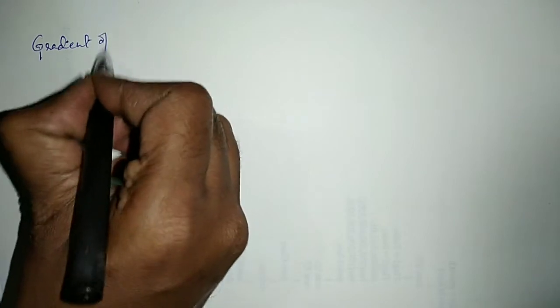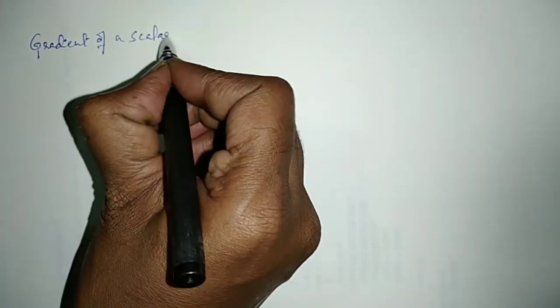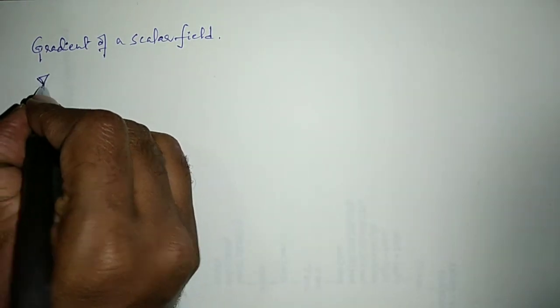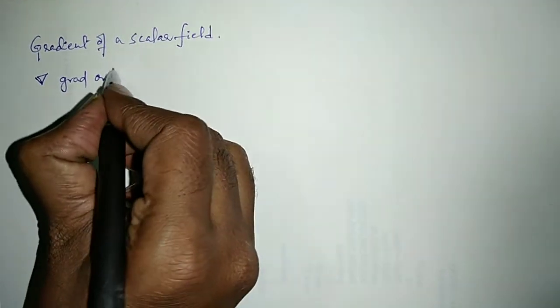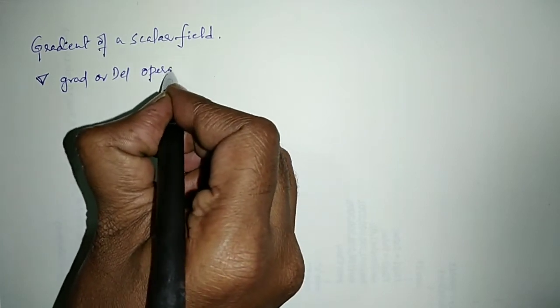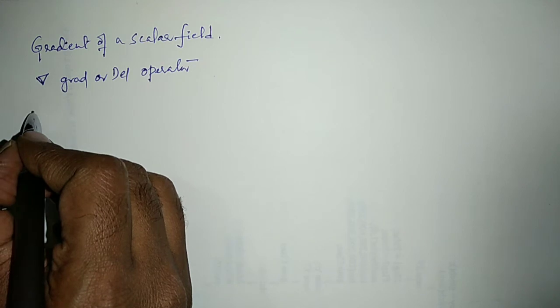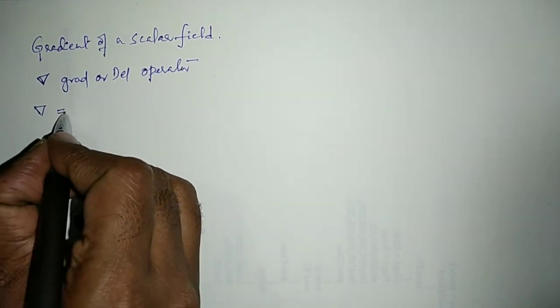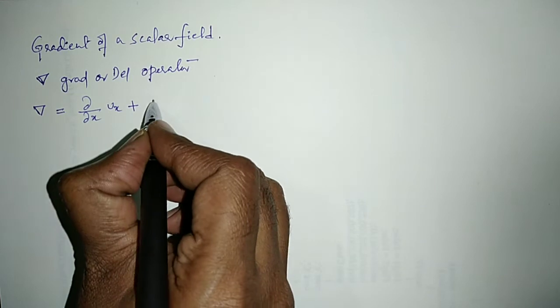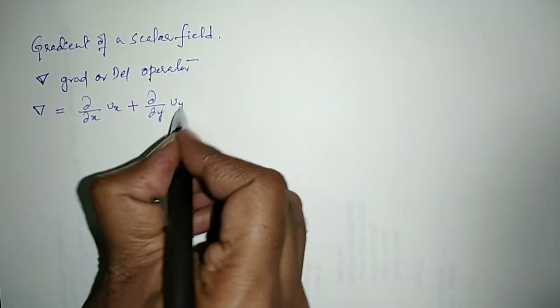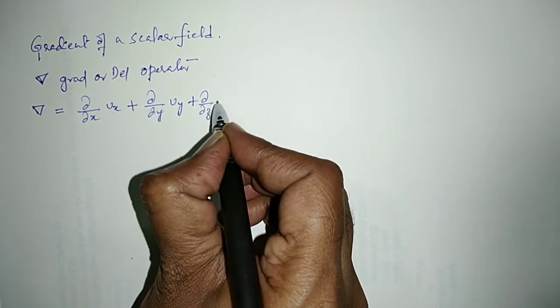Gradient of a scalar field. Gradient is not a vector, it is a differential operator. Gradient is an operator denoted by del, so this is also known as the gradient or del operator. Del is a differential operator which is given by dou by dou x of ux plus dou by dou y of uy plus dou by dou z of uz.